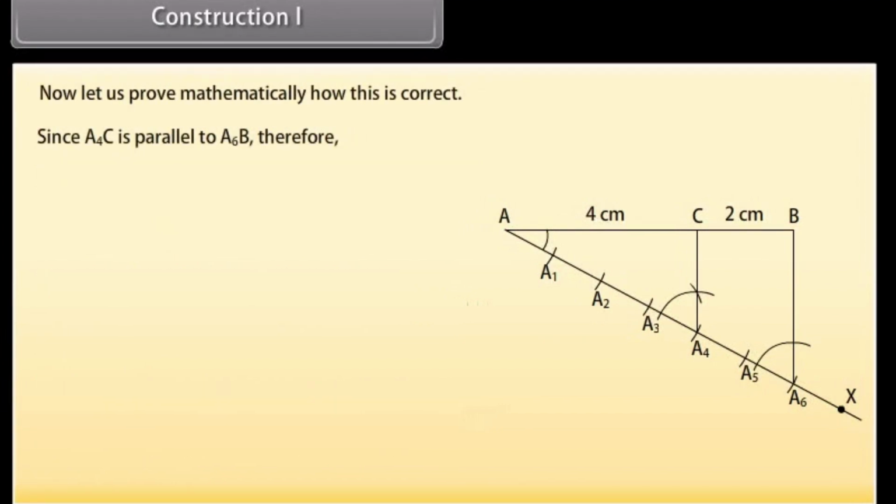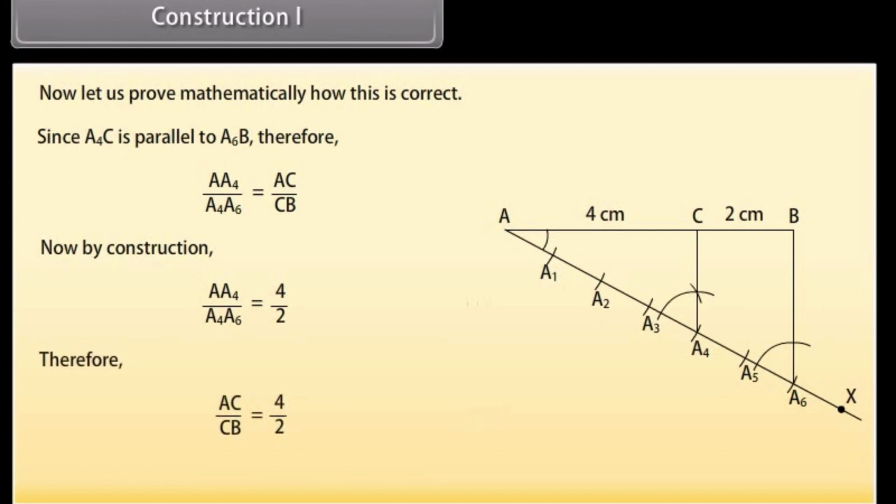Since A4C is parallel to A6B, therefore by the basic proportionality theorem, AA4/A4A6 = AC/CB. Now by construction, AA4/A4A6 equals 4/2. Therefore, AC/CB is equal to 4/2. This shows that C divides AB in the ratio 4:2.